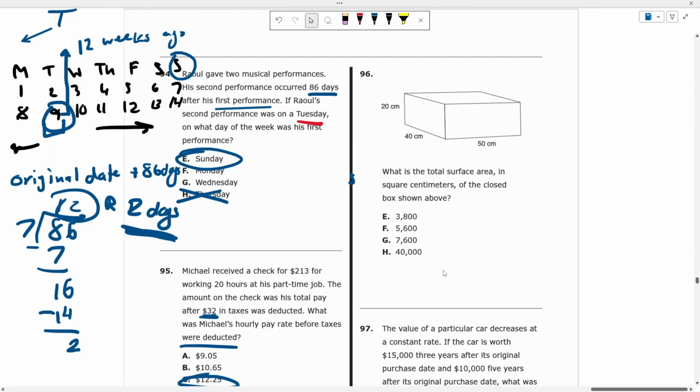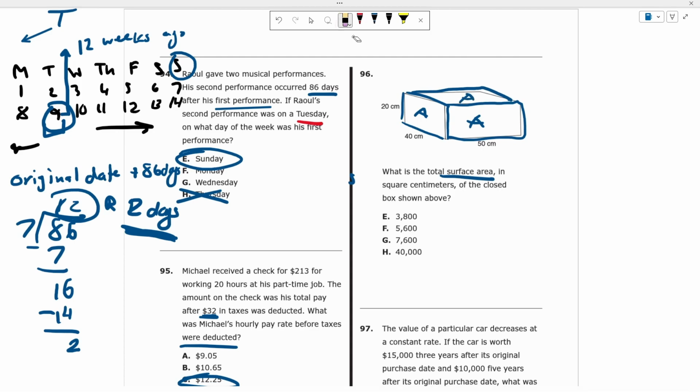96 asks us, what is the total surface area in square centimeters of the closed box shown above? So surface area is going to be the area of each side added to one another. So it's the area of this plus the area of this plus the area of this and the area of everything else. So let's just calculate that right now.